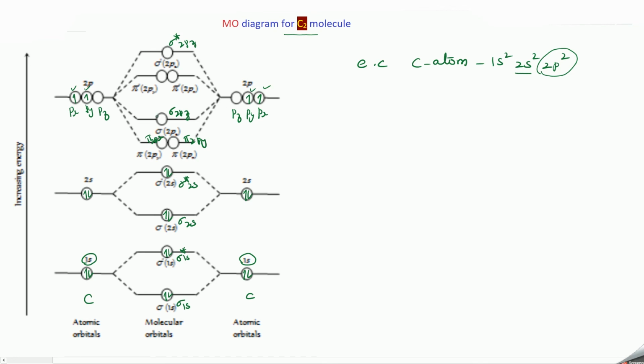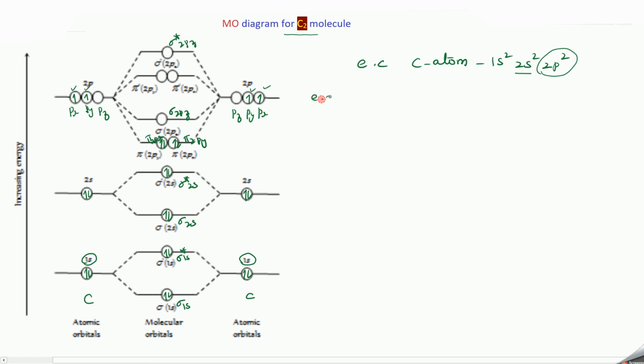You have to follow Hund's rule and the Aufbau principle to fill them up. First you take pi 2px and pi 2py, which have lower energy. First you fill them with 1 electron each, and then you pair them up. So pi 2px will have 2 electrons, and pi 2py will have 2 electrons.